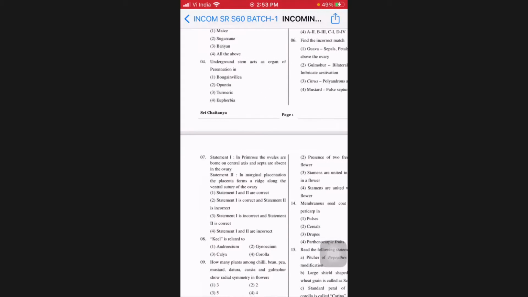Question number 4. Underground stem acts as an organ of perennation. In underground stem you find where that itself is the example here. Bougainvillea, no underground. Opuntia, no underground. Euphorbia, no underground. So you are left with turmeric, Curcuma longa, the scientific name. In Bougainvillea, the aerial stem modification was thorn. Opuntia was phylloclade. Euphorbia also phylloclade.